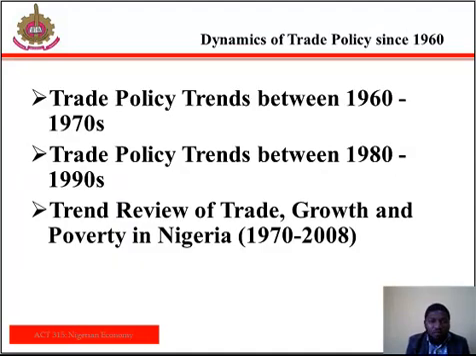Then the last one is dynamics of trade policies in Nigeria since 1960. Let's talk about the trade policy trends between 1960 to 1970. In 1960, Nigeria got independence. So the first policy that Nigeria adopted then was the import substitution industrialization strategy. This strategy involves levying high rates on imported goods. This is done in order to promote the production and the consumption of local goods, so that people can actually buy goods that are produced locally.